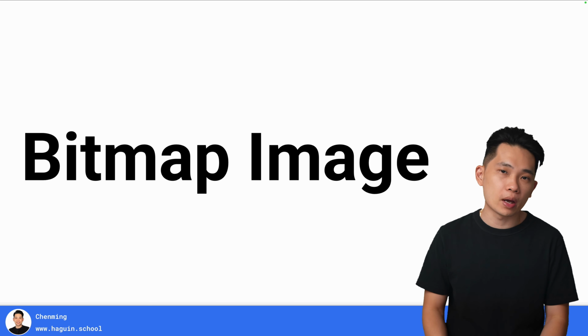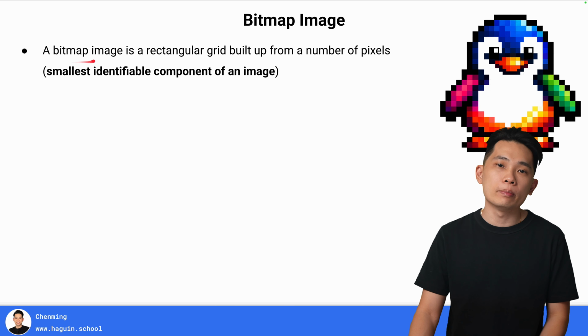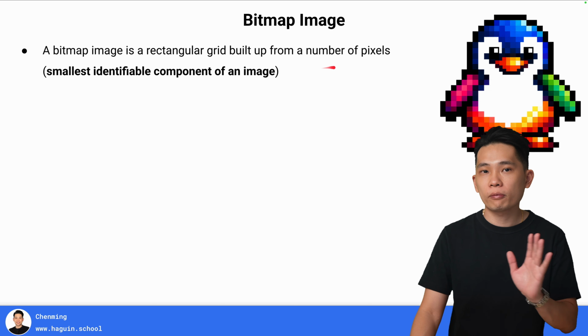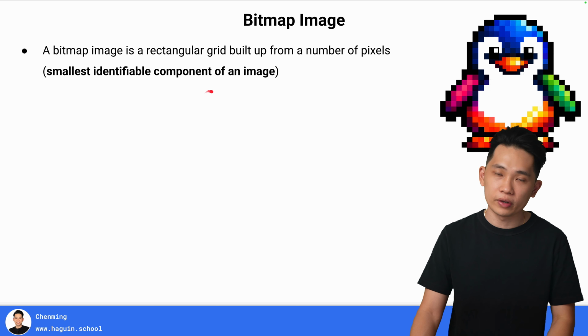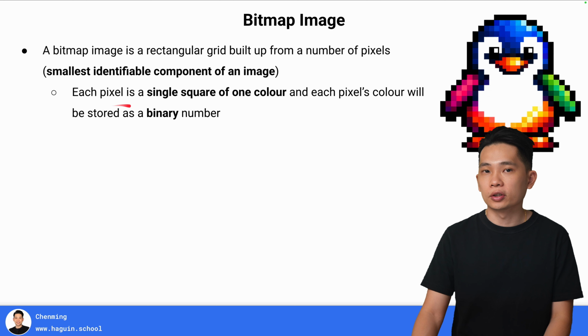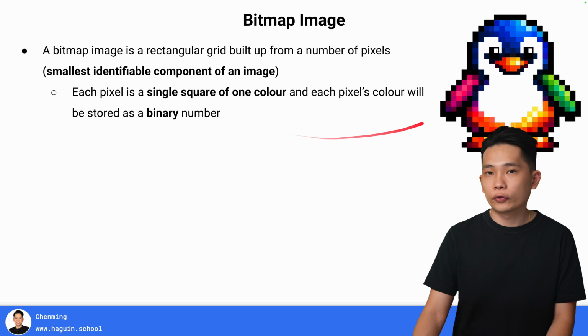Let's talk about bitmap image. So first of all, what is a bitmap image? A bitmap image is a rectangular grid built from a number of pixels, which is the smallest identifiable component of an image. And next, each pixel is a single square of one color, and each pixel's color will be stored as a binary number. So if you look at this penguin here, look at all these squares here.